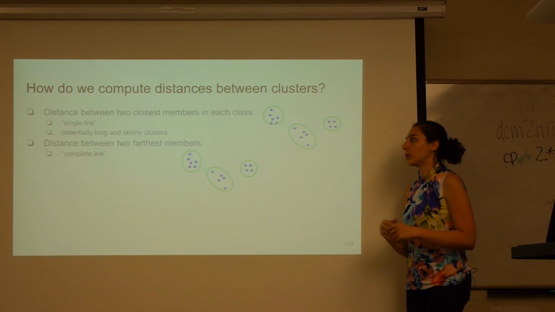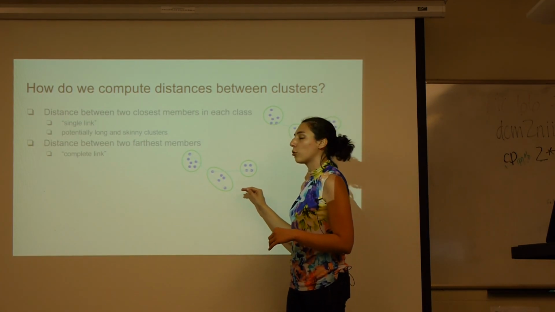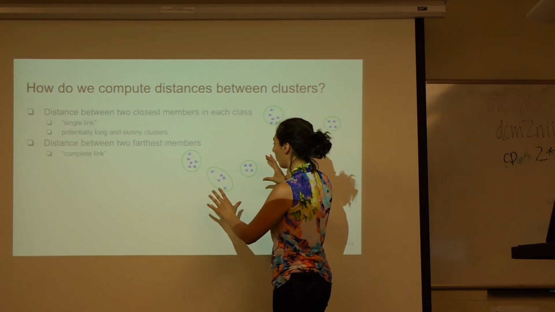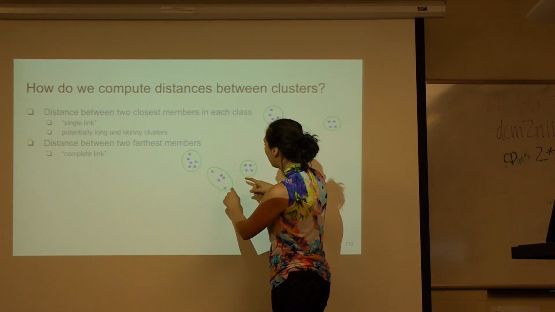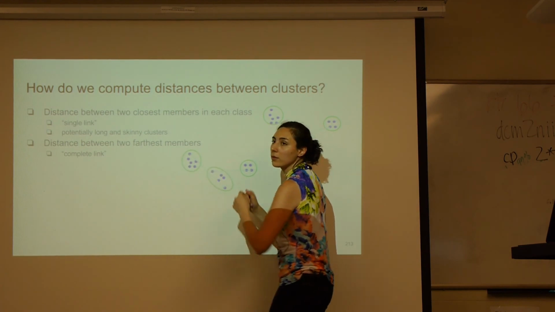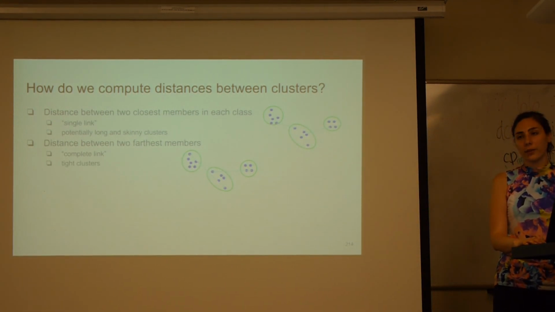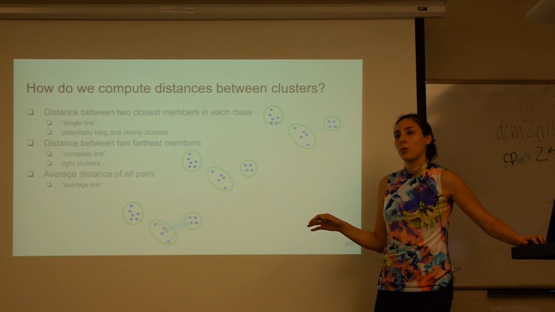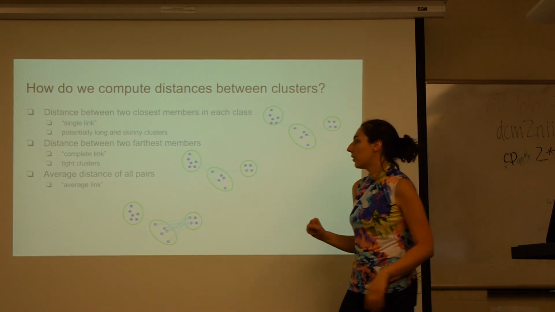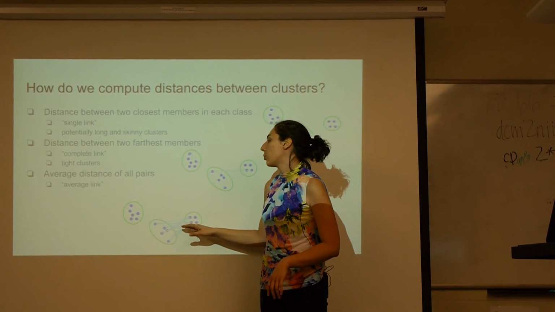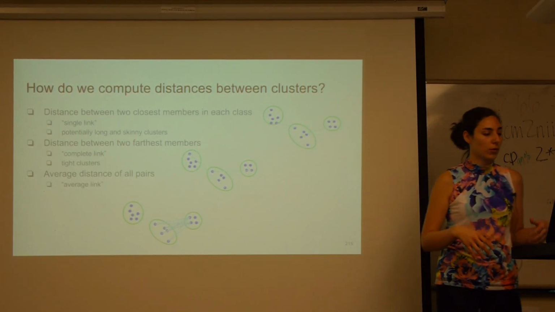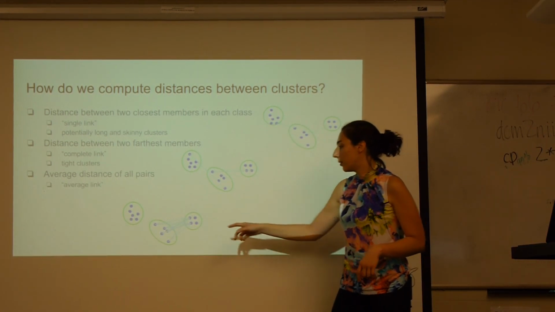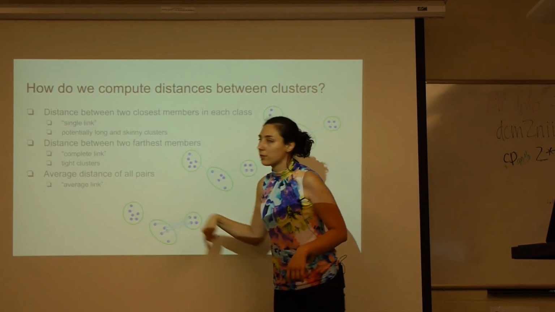Another way to measure distances between clusters is to consider the 2 farthest points in the clusters. This measure will merge these 2 clusters together because this distance is shorter than this distance here. And this results in tight clusters sometimes. So what we move on to is the last measure, which is most widely used. It's called the average link. It's the average distance between all pairs of objects in 2 clusters. So it merges these 2 clusters here, because this average distance is shorter than this average distance.